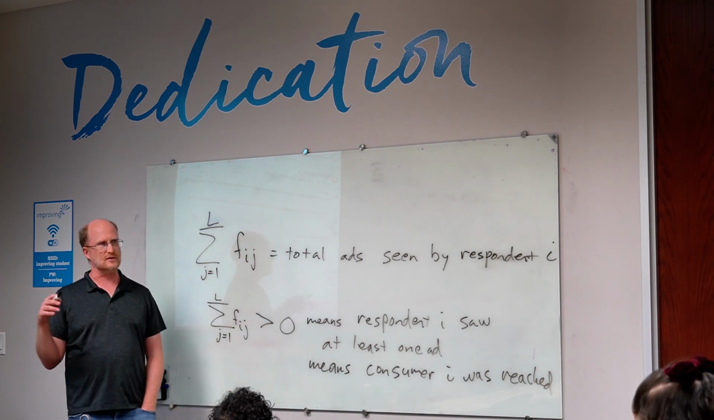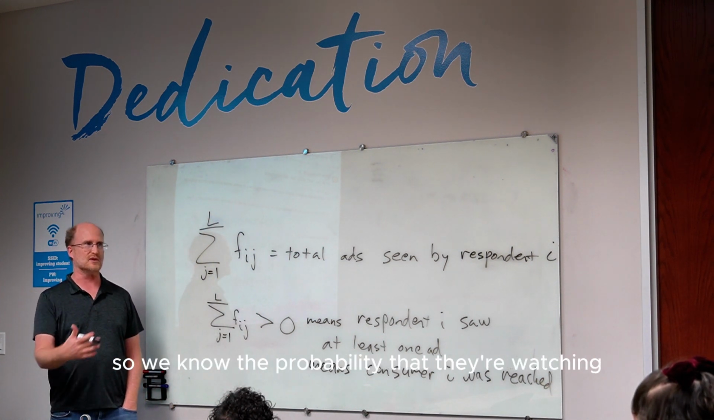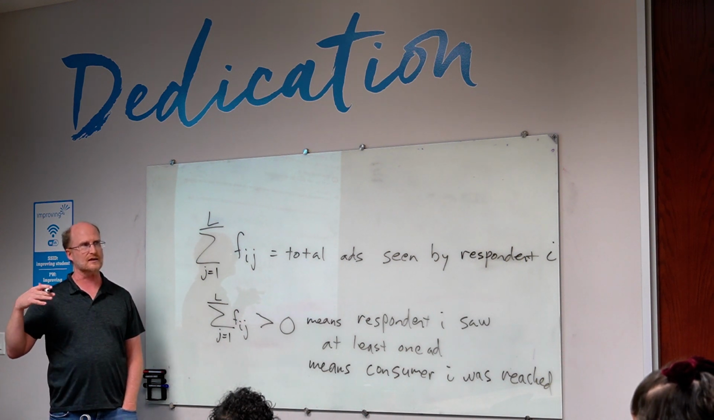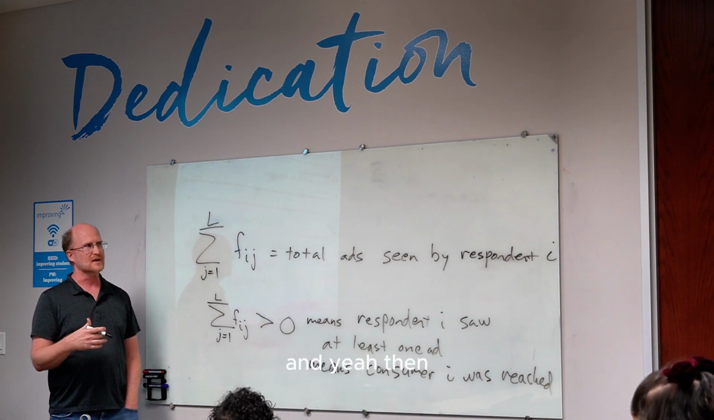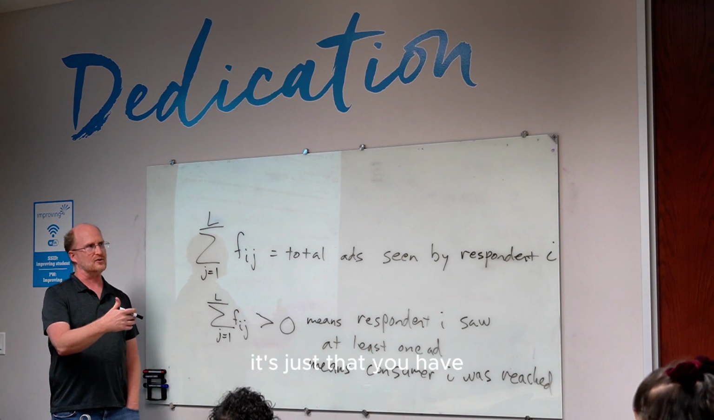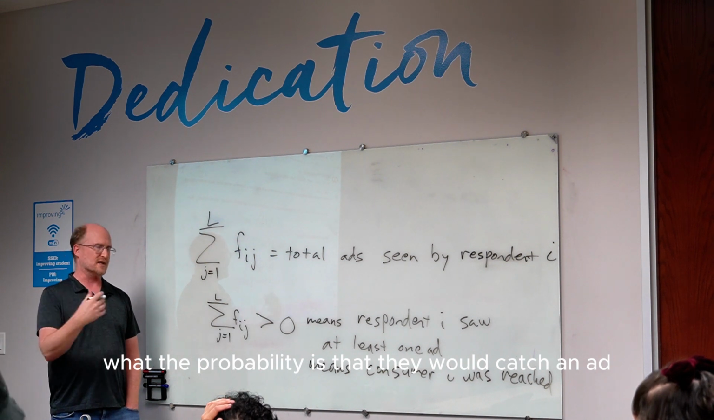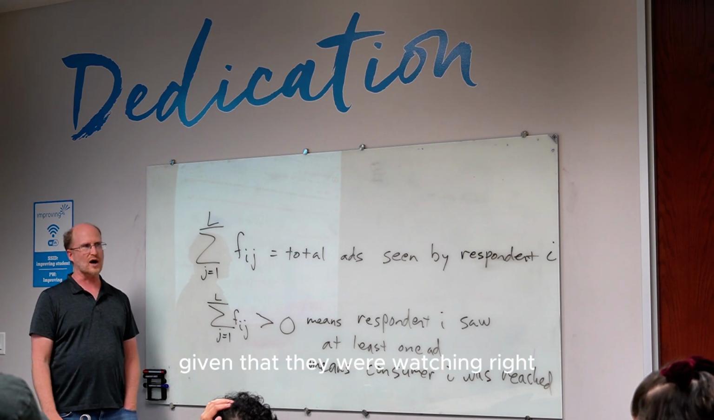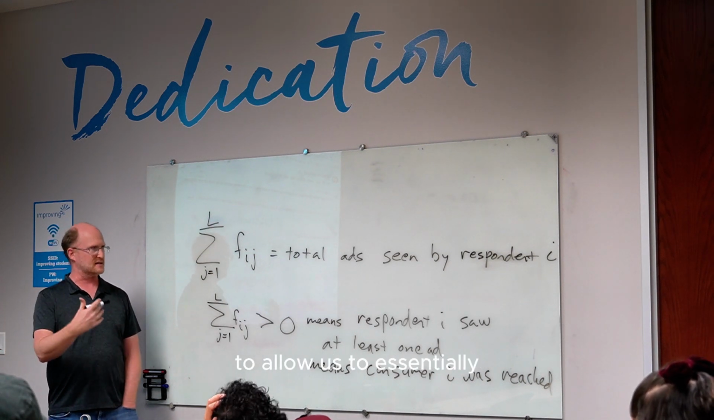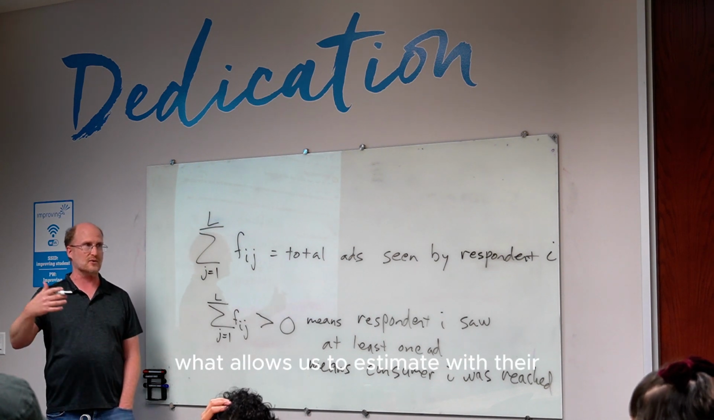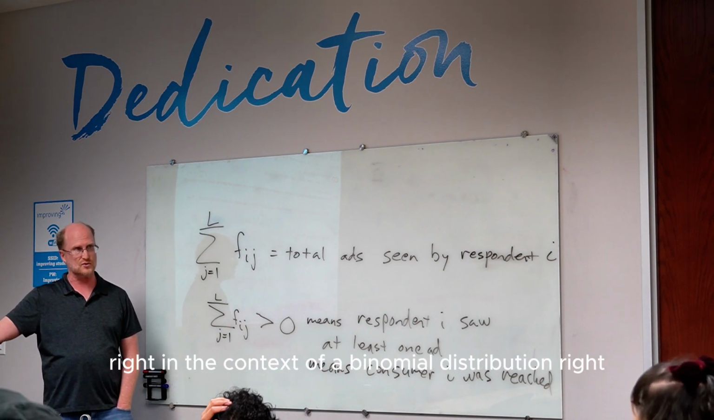But the assumption is that we have a group of respondents that we have reasonably good data about, so we know the probability that they're watching a certain channel during a certain quarter hour, right? And then from there, you might need a little better data to know the probability that they would catch an ad, given that they were watching. But we don't get into the weeds on that. We just assume we've got some historical data that allows us to estimate their probability of success, in the context of a binomial distribution, right?